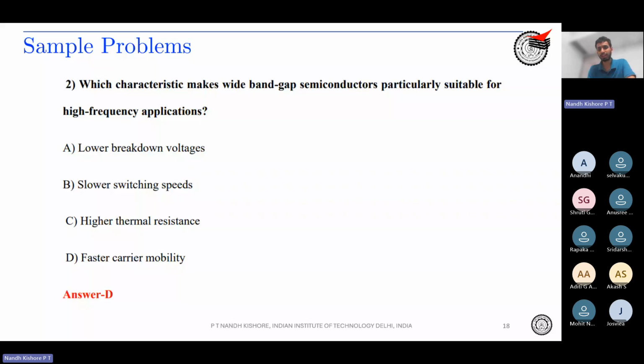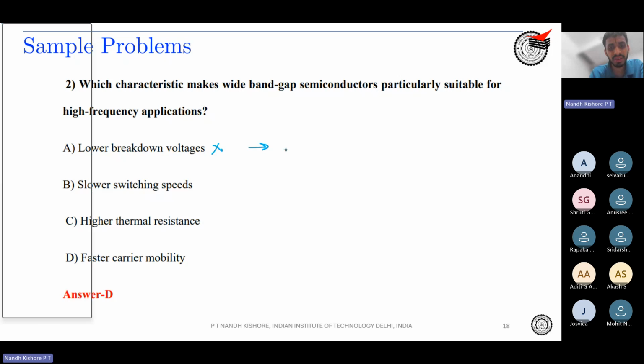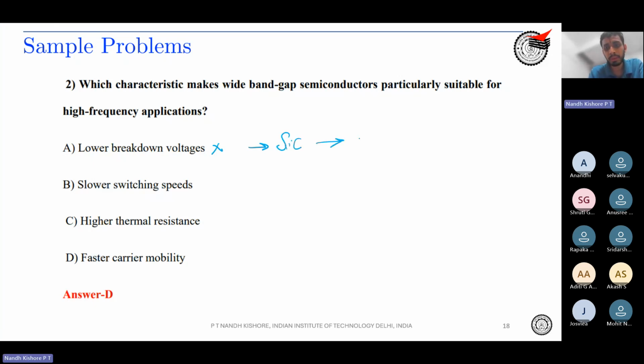So, which characteristic makes wide bandgap semiconductors particularly suitable for high-frequency applications? Is it low breakdown voltages, slower switching speeds, high thermal resistance, or faster carrier mobility? Lower breakdown voltages, obviously not. Just now I was mentioning that silicon carbide can block voltages more than 650 volts easily, and for less than 650 volts, you have GaN. So it's not at all a problem. Blocking voltage is not at all a problem.